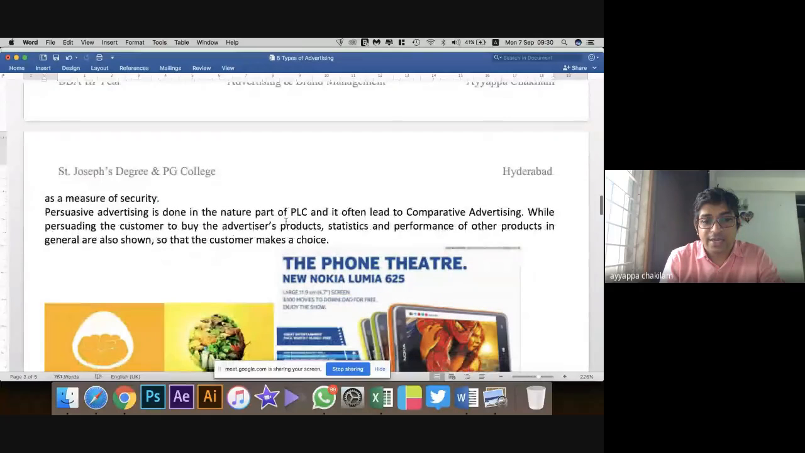Persuasive advertising is a natural part of the PLC, that is the product life cycle, and often leads to comparative advertising. When you try to persuade consumers, advertisers sometimes run out of choices. When their market share is low, or they are new to the particular product, what do they try to do? In order to persuade, they compare the products, to say that their product is superior to the competitor who has a really high market share. So in desperate situations, persuasive becomes comparative advertising.